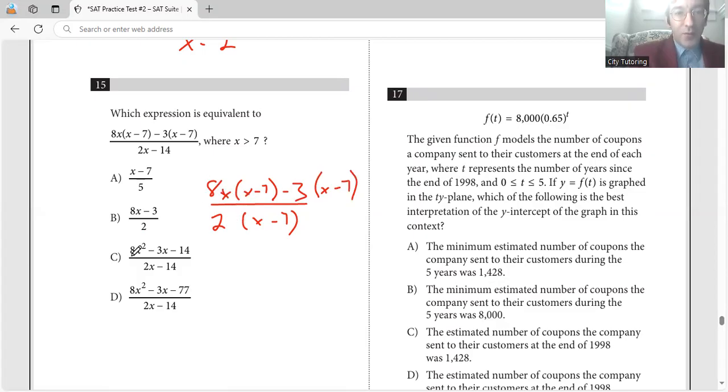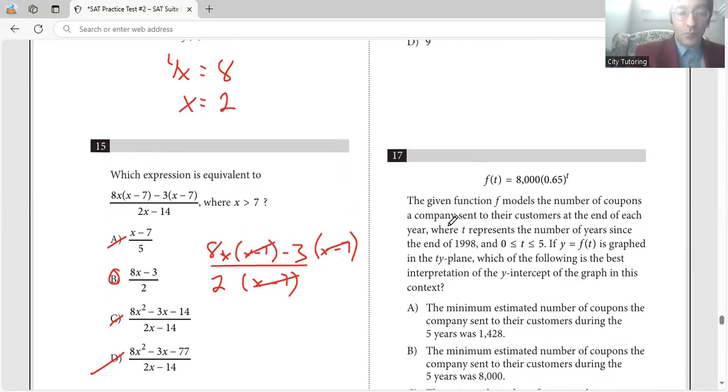It's 8x over 2, so it can't be A. It's definitely not C or D. There's no way, because even though it's tempting to say 8x times x minus 7 gives you 8x squared, you have all these common factors of x minus 7. And because they're telling you x is greater than 7, you can actually divide each one. So this cancels, this cancels, this cancels, and you are left with 8x minus 3 on the top divided by 2, answer choice B. It has to be.